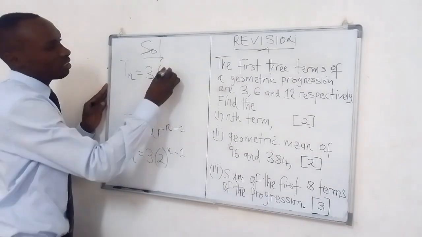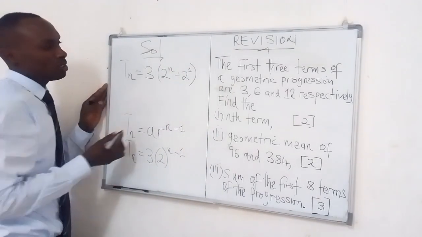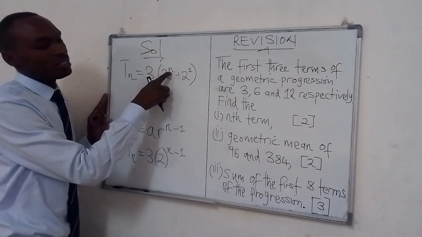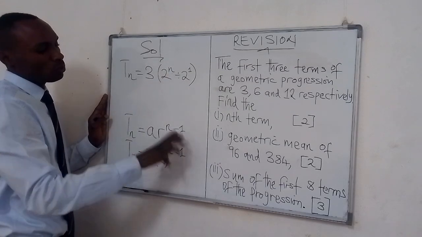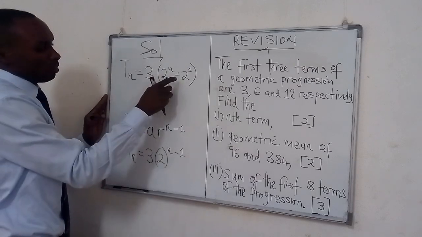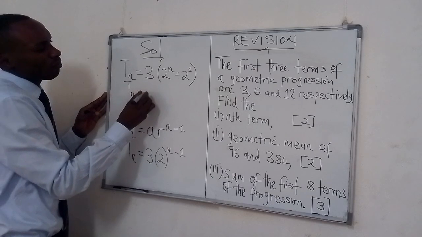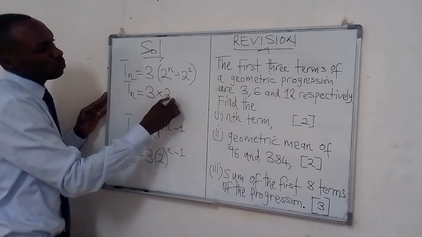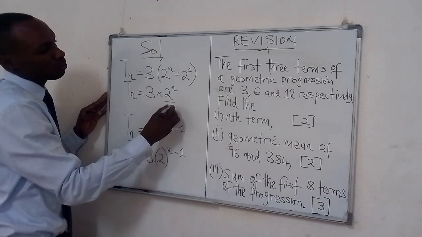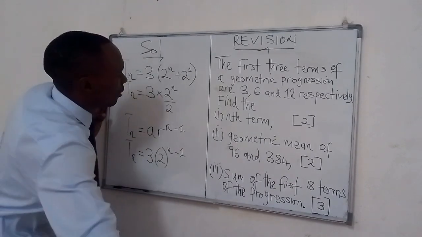So this is what it actually means. When you have a division where the bases are the same, for the powers you subtract. We're just reverting back to the concept we have on indices. So Tn equal to 3 times 2 to the power n, divided by 2 to the power 1, and 2 to the power 1 is just the same as 2, so we'll write 2 there.